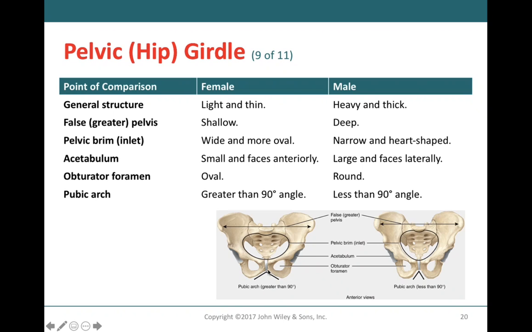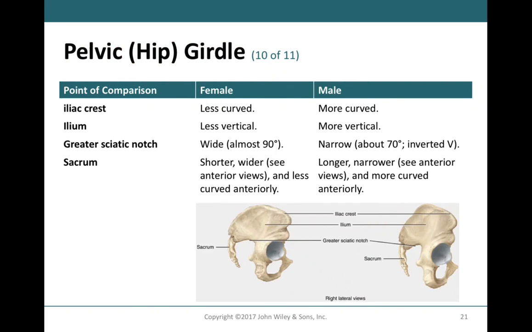So in females, the pubic arch is going to be greater than 90 degrees. We're going to have an obtuse angle that can be found here. However, in the male, this is going to produce an acute angle. This is going to be less than 90 degrees. So the pubic arch is my personal favorite way to tell the difference between the male and the female pelvis.